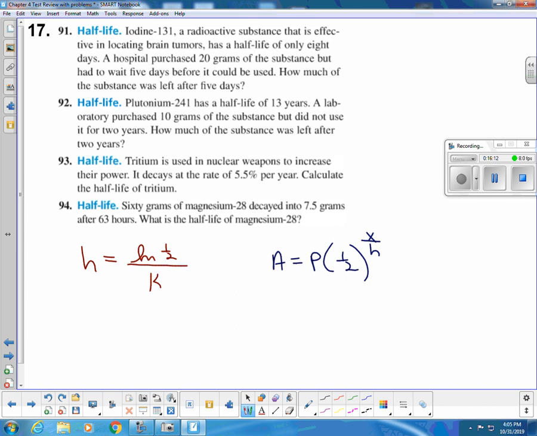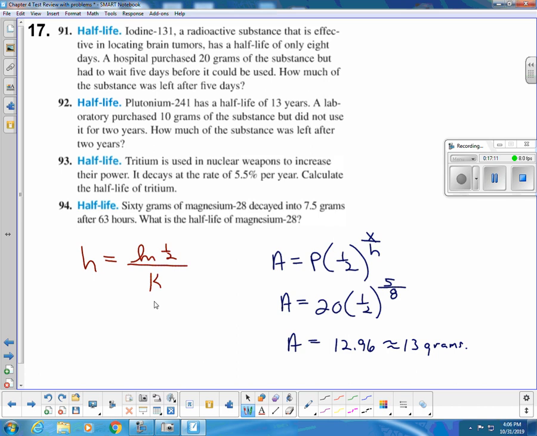We've got a radioactive substance that is effective in locating brain tumors, has a half-life of only 8 days. The hospital purchased 20 grams of the substance, but has to wait 5 days before it can be used. How much of the substance was left after 5 days? So they're asking about A or P, so we're going to use the blue formula. We're looking for how much is left, so that's your A. We started with 20 grams. The time period is 5, and the half-life of this stuff is 8. So I get 12.96, but we're going to say that's about 13 grams.